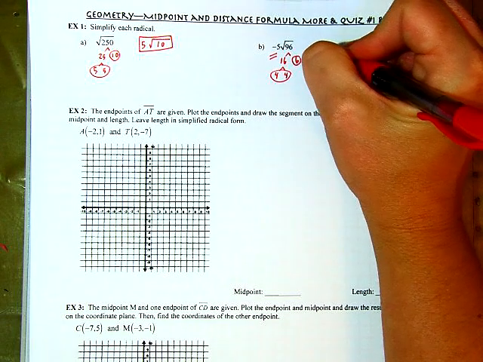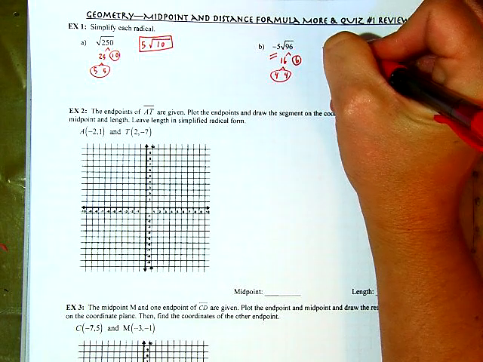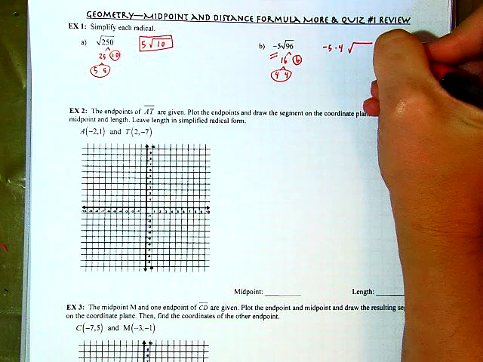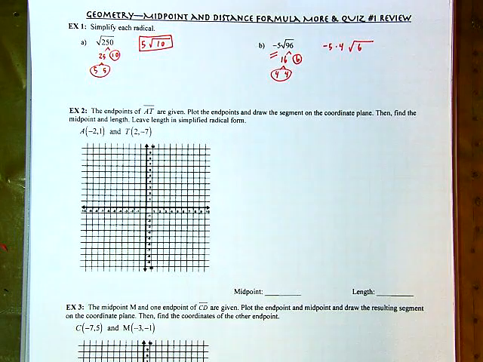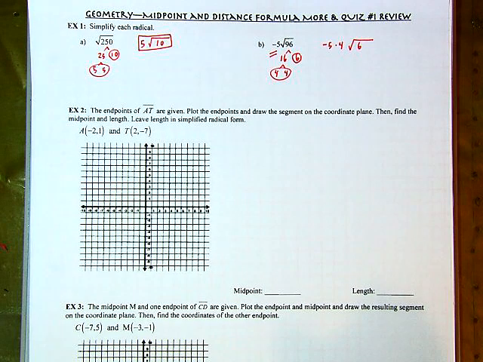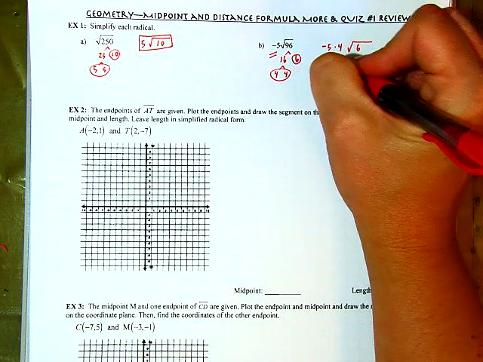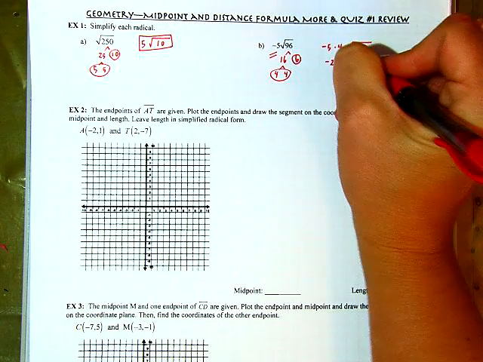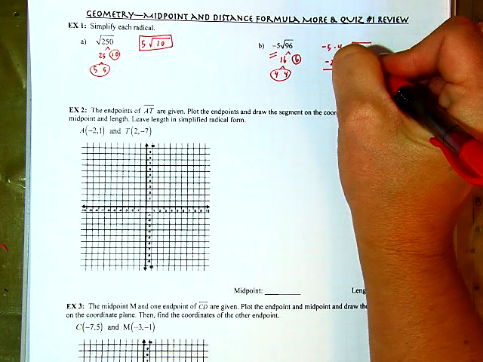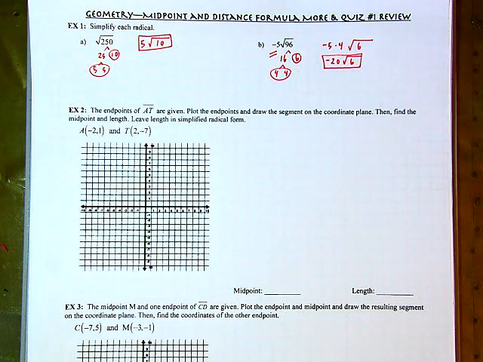So on the outside, I have a -5 times 4, and underneath my square root, I have a 6. If I multiply this back, -5 times 4 gets me -20 times the square root of 6. And that's my final answer.